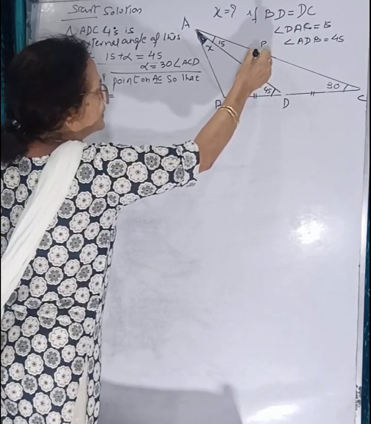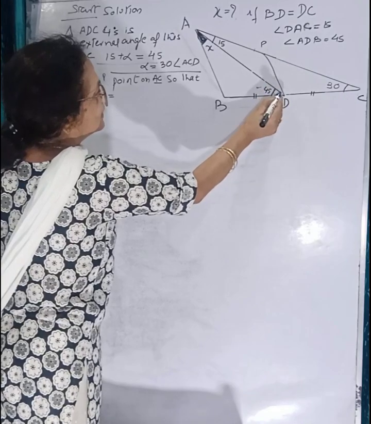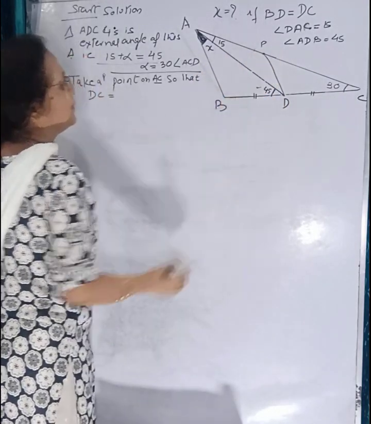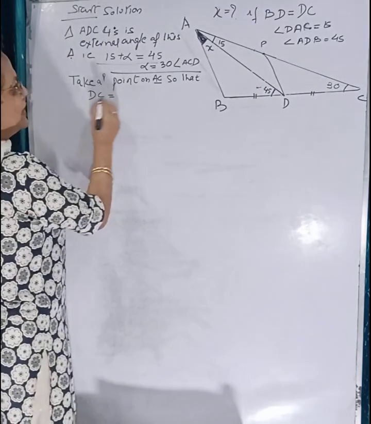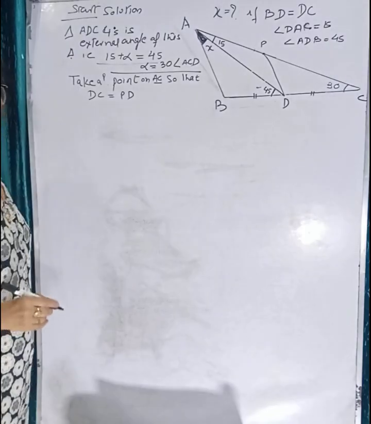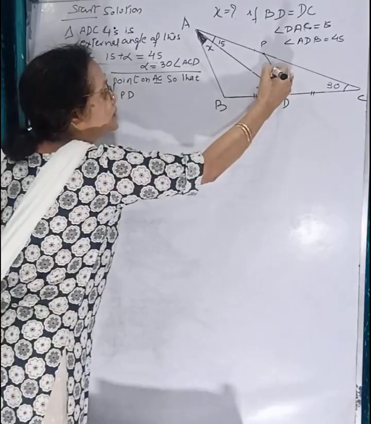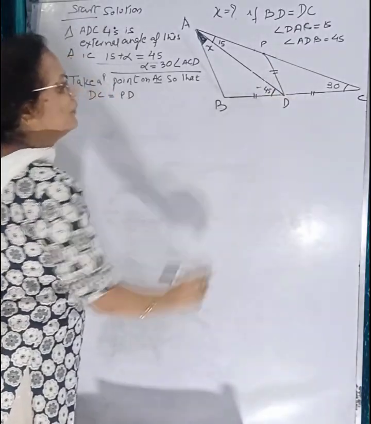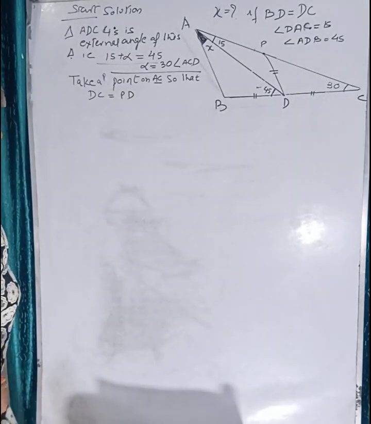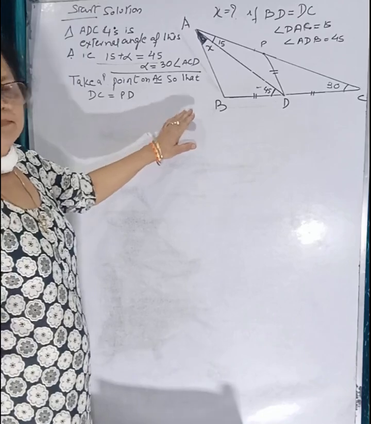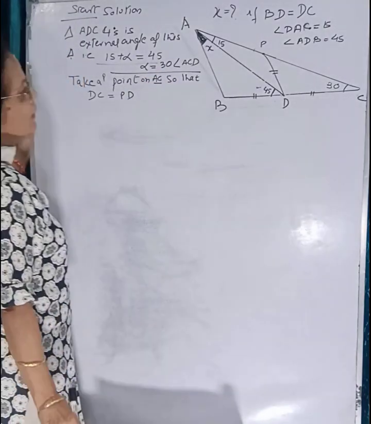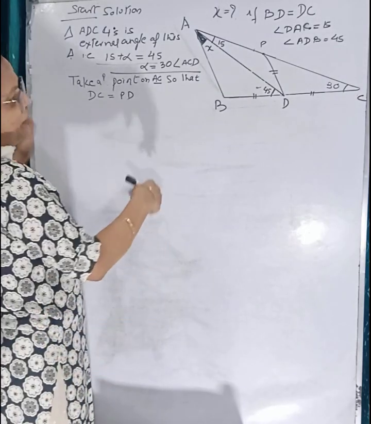So that this is the point P. We have taken a point P on AC such that DC is equal to PD. Okay, it means this arm will be equal to this. Figure पे ना जाए. Don't take seriously. This figure may be wrong, even though calculation is there. So PD is equal to DC.